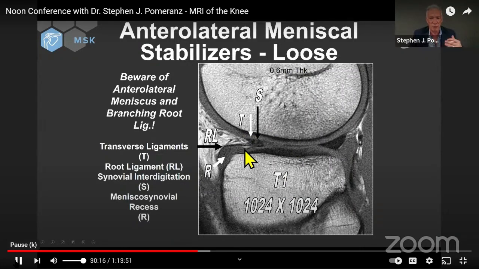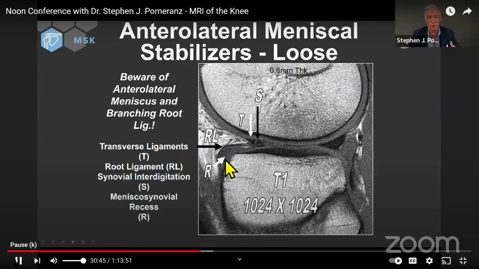It can be feathery, it can be striated, it can be punctate, and sometimes you can even sort out what the structures are. For instance, this triangular structure here is the transverse meniscal ligament of Winslow. This round gray structure here is synovium. This is the anterior meniscocapsular ligament. And that ligament has an intrasubstance attachment, this gray line. And then we have the anterolateral meniscosynovial recess, which is distended by fluid.